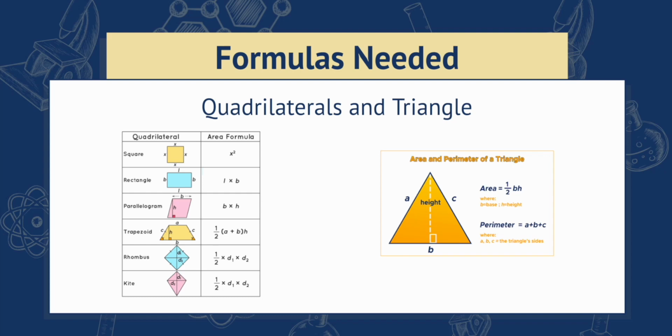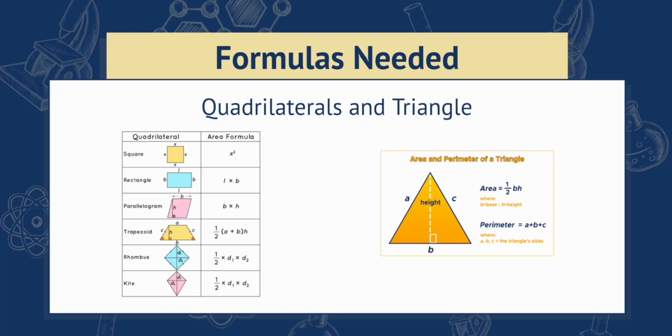The area of a square is x squared or s squared, as for side. Rectangle is length times base or sometimes length times width. Parallelogram is base times height. Trapezoid is 1/2 of a plus b times the height. Rhombus is 1/2 times d1 times d2, and kite is 1/2 times d1 times d2 as well. And as for the area of a triangle, we have 1/2 times base times height.